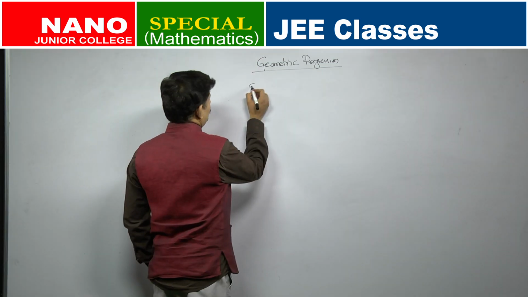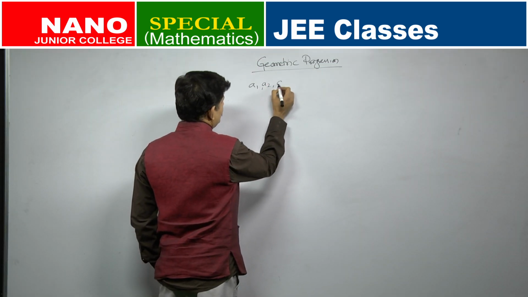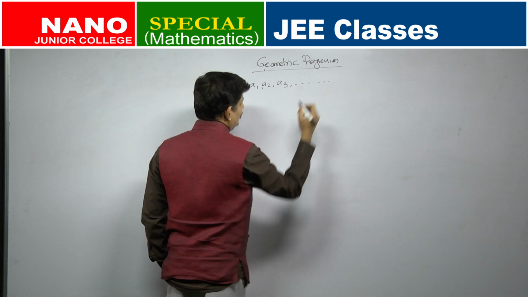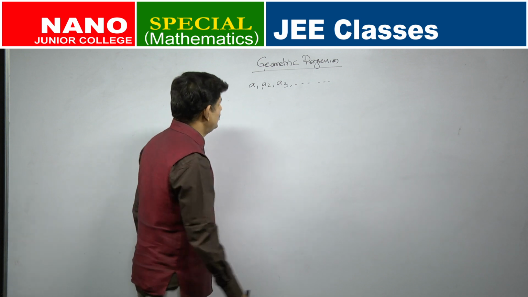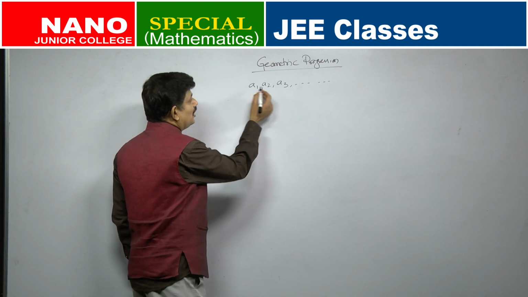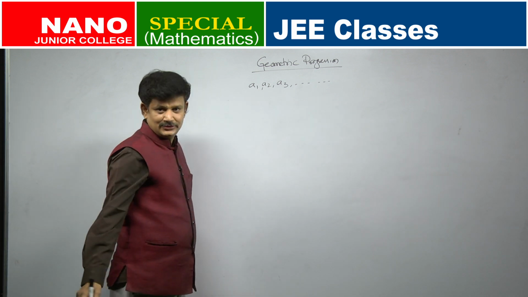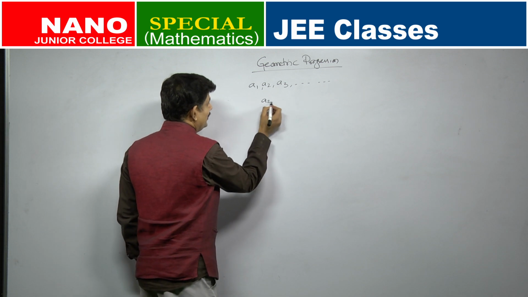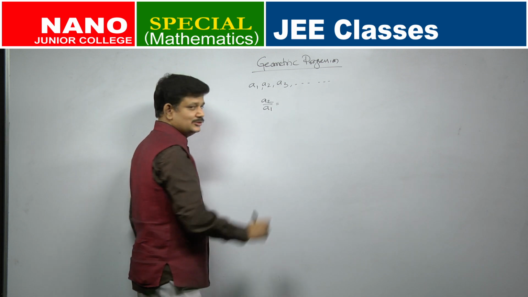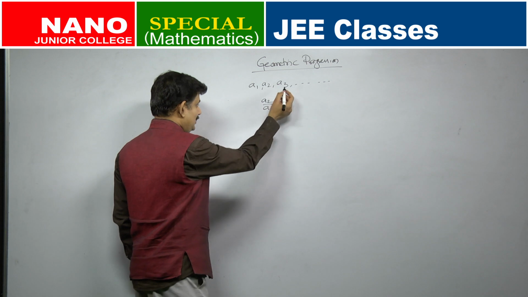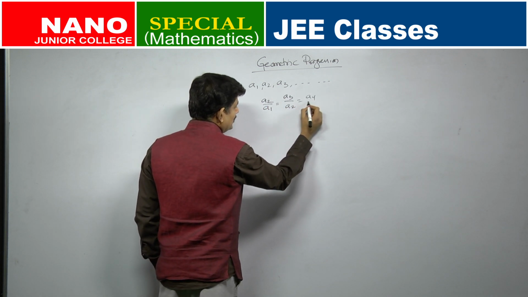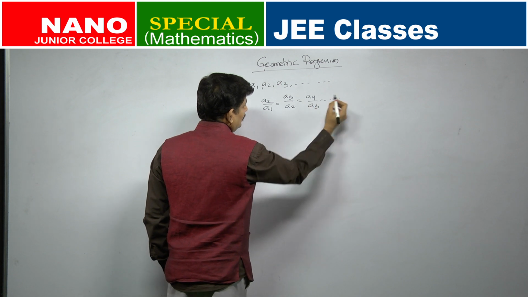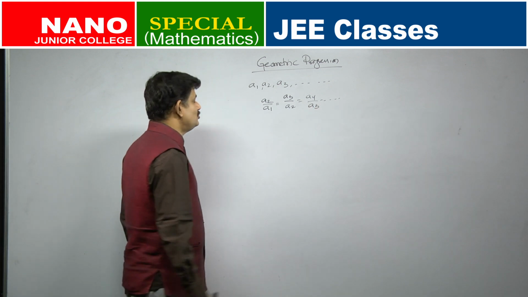Now, what is a geometric progression or a geometric sequence? A1, A2, A3 and so on are said to be in geometric progression or geometric sequence if and only if the ratio of any two consecutive terms, A2 divided by A1, or A3 by A2, or A4 by A3, is one and the same. They should all be constant.